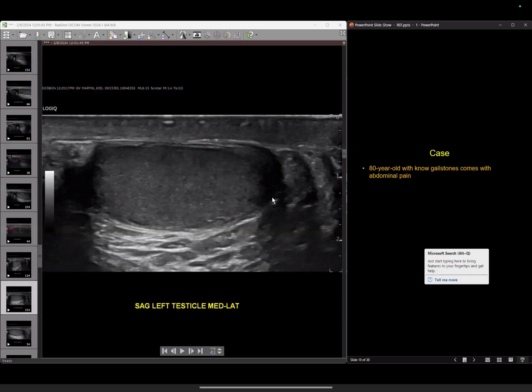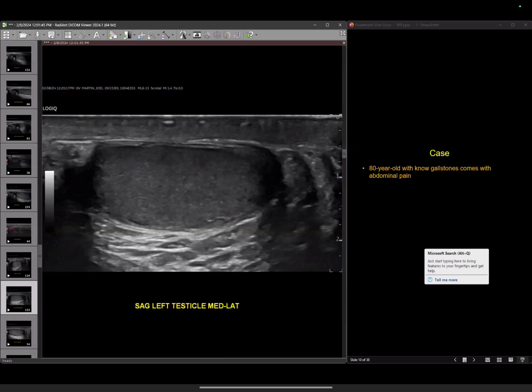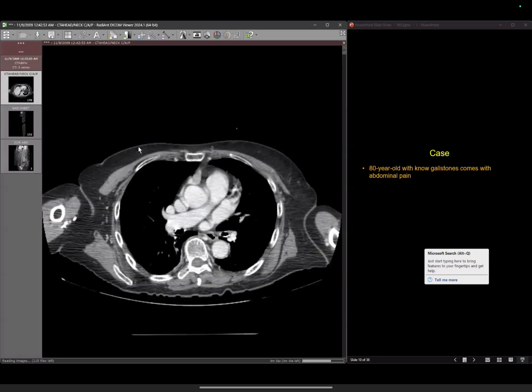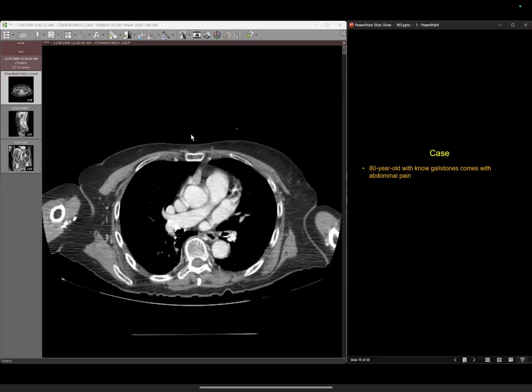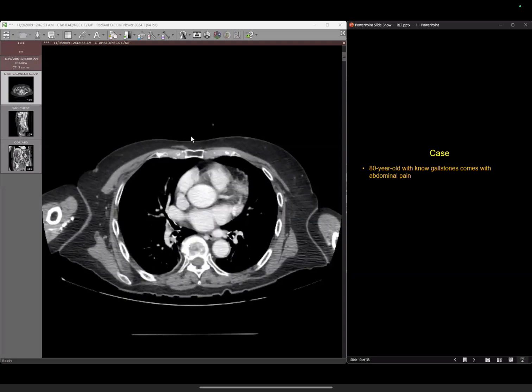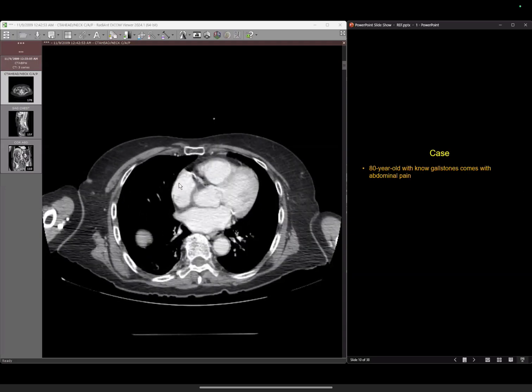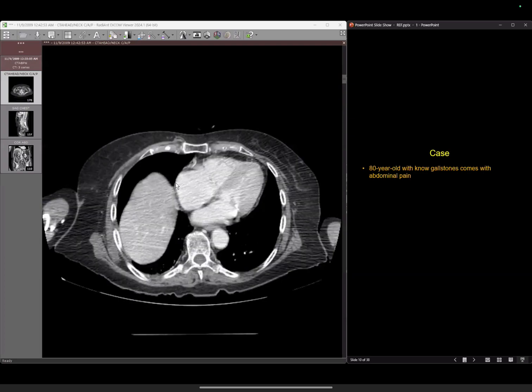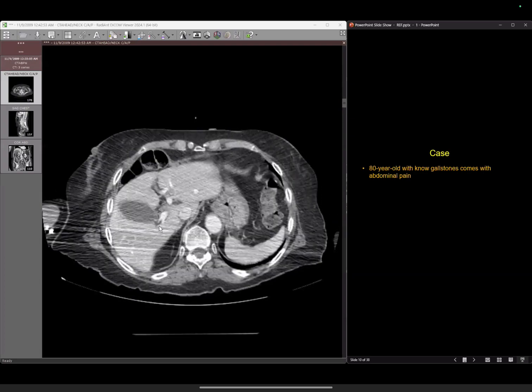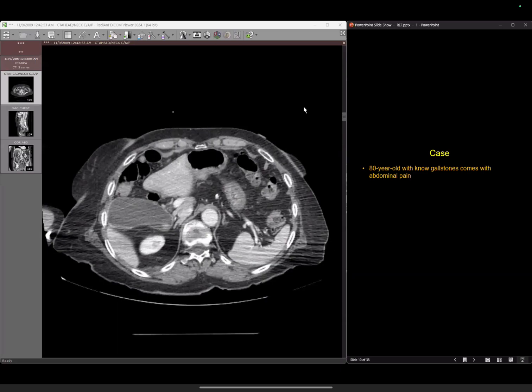An 80-year-old patient with known gallstones comes with abdominal pain. So let's go to the case. So who is taking this one? I think it's back to Upasana, right? Yes, sir. Okay. So I'm going to scroll through the axial images. So remember, he's 80 years of age, has known gallstones that you see, but now he's getting abdominal pain.